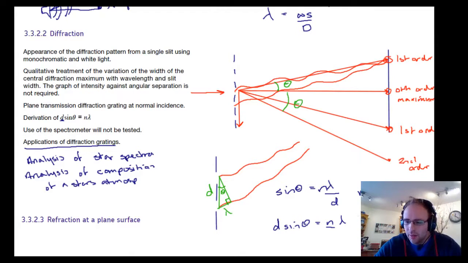You also have to remember to round down. Because if n max is, say, 2.6, then if we rounded up to that third order, it would be an angle bigger than 90 degrees. So we always have to round down. Cool.